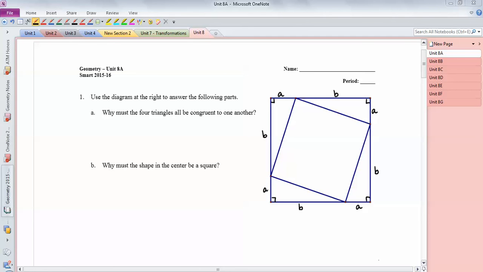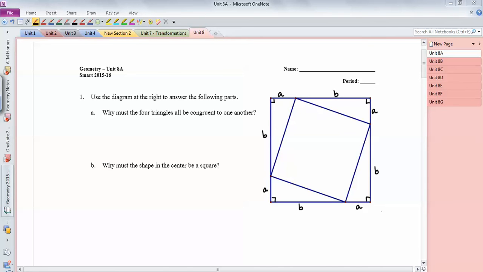Okay, so this handout is Unit 8A, which is the intro to our unit that deals primarily with right triangles. And so we're going to start with this shape that's over on the right. And in it, the first question is why? Oh, and the big shape you can tell is a square because every side is the same.